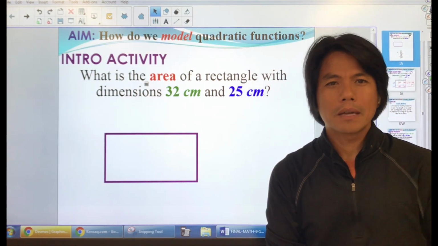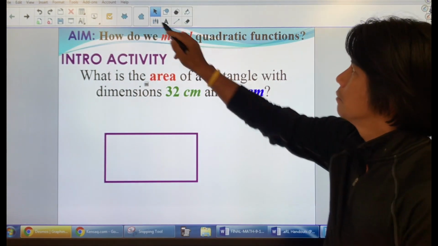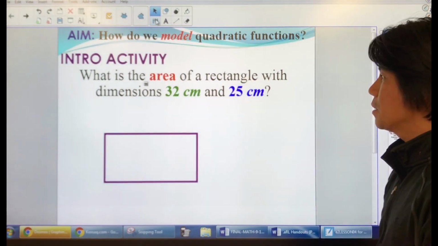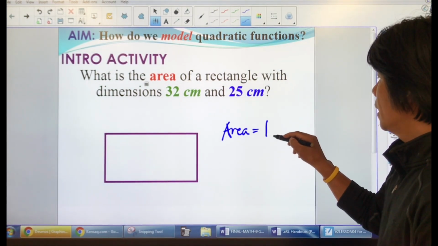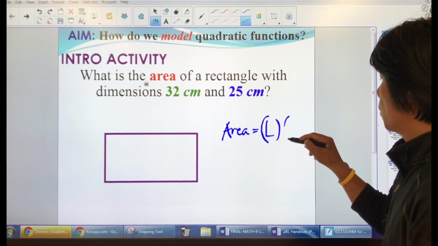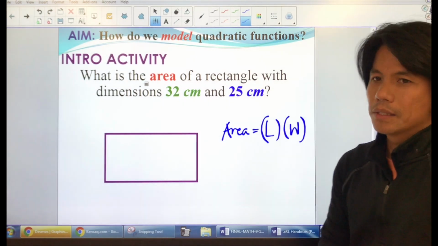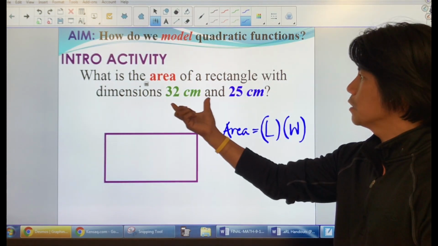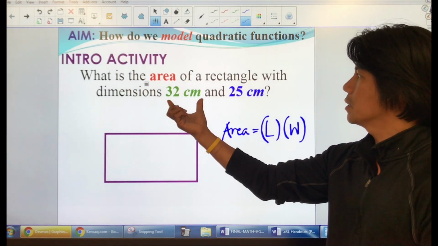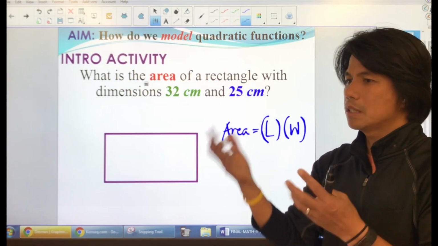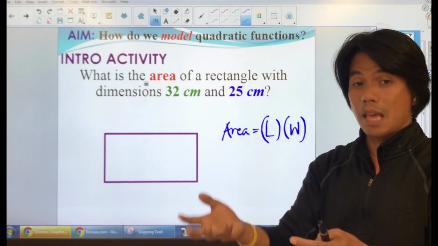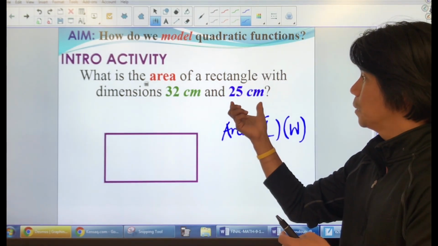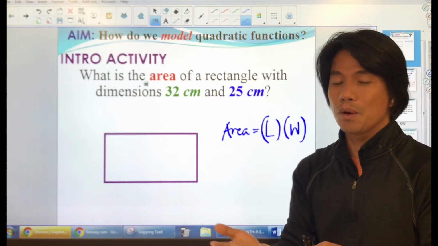So how do we find the area of a rectangle? From your elementary math, area is equal to length times width, right? So in this case, we're given two dimensions. One is 32 centimeters and 25. So typically, whichever the bigger number is the length, and the shorter is the width.